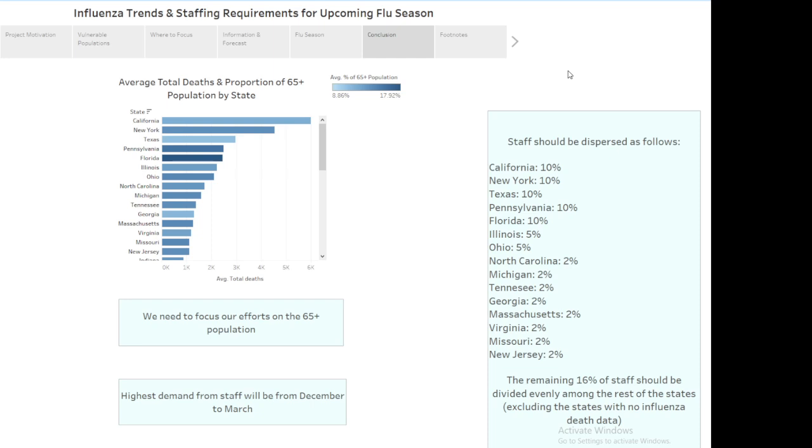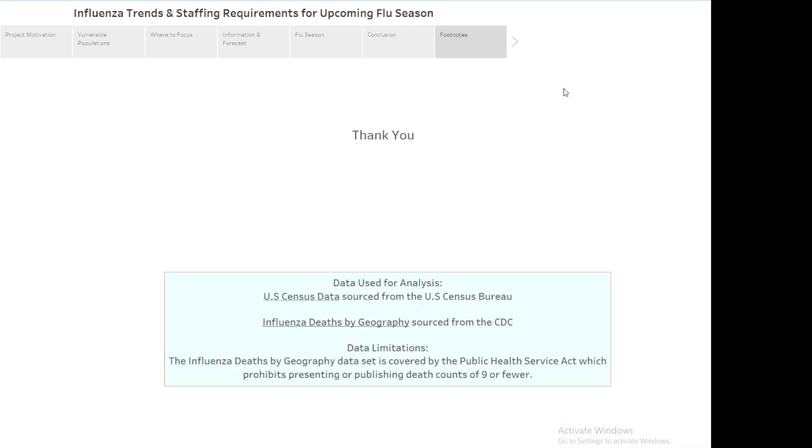Illinois and Ohio should each receive 5% of staff. North Carolina, Michigan, Tennessee, Georgia, Massachusetts, Virginia, Missouri, and New Jersey should each receive 2% of staff, and the remaining 16% of staff should be divided evenly among the rest of the states, excluding the states with no influenza death data. And that concludes my presentation.